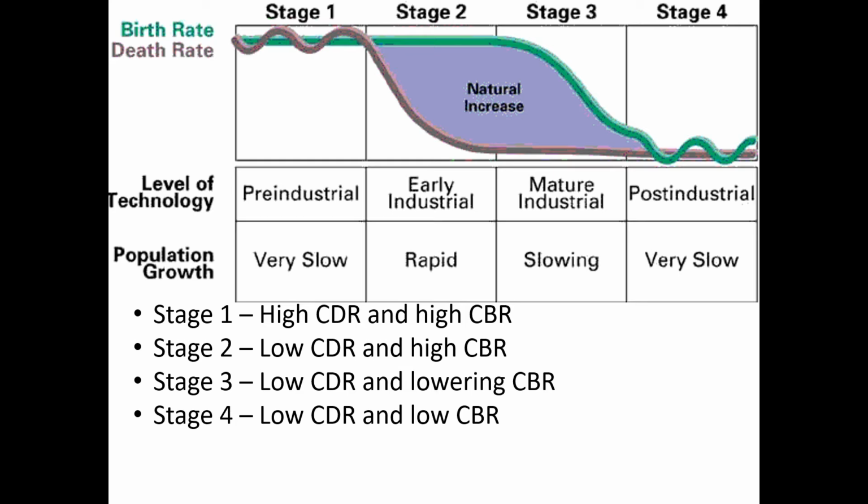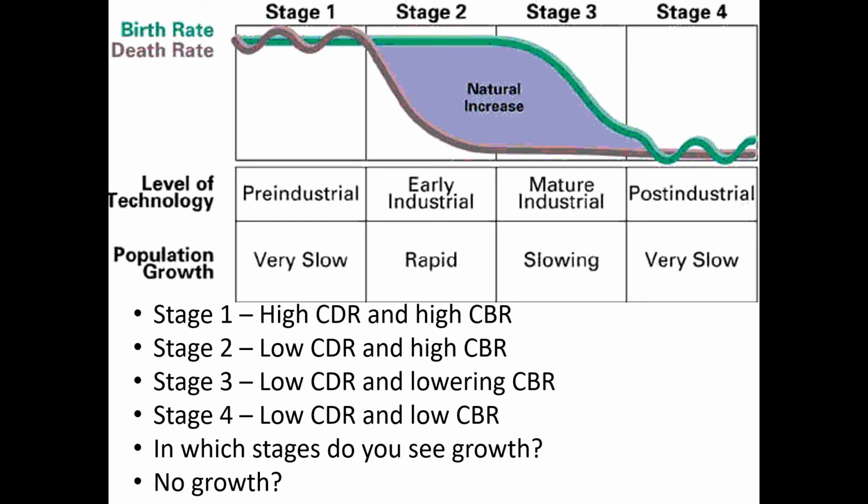So it doesn't matter whether your birth rate in stage 1 is 40, your death rate is also going to be 40. In stage 4, your birth rate may be more like 5, and your death rate would also be 5. So 5 minus 5 is 0, 40 minus 40 is 0, no growth. Whereas in stage 2 and 3, you've got a higher birth rate, lower death rate. So the stages you should see that have growth, of course, are 2 and 3. They've even labeled it natural increase because this is simply the increase that you get naturally from births minus deaths, not migration. And the no-growth stages are 1 and 4.